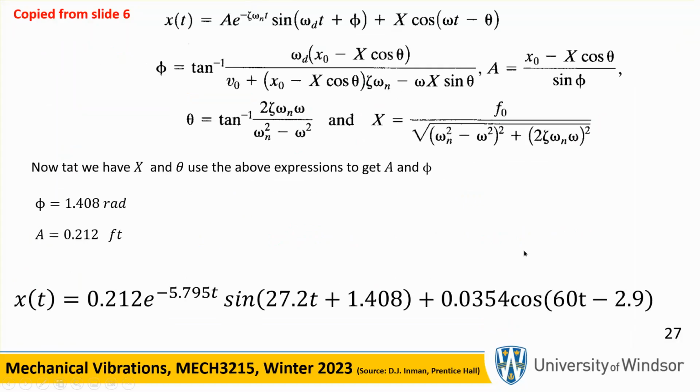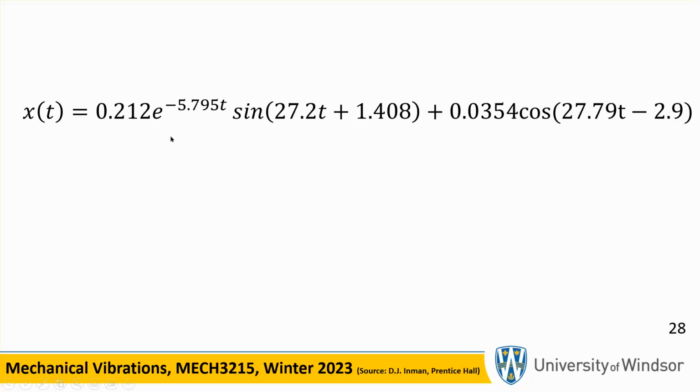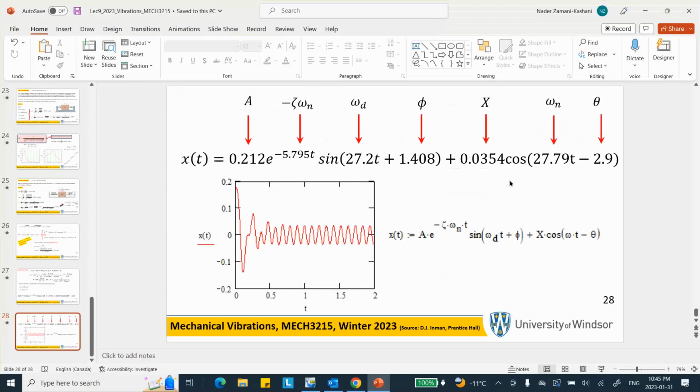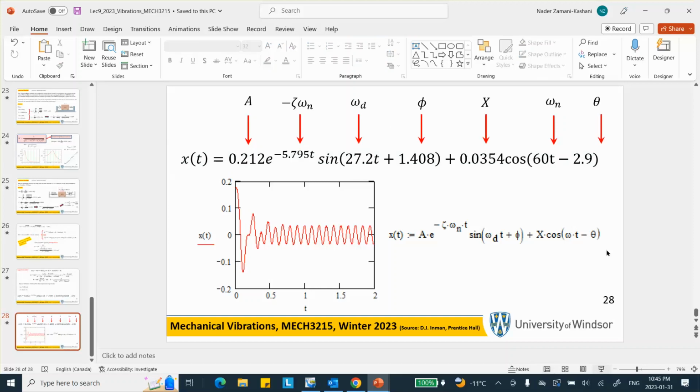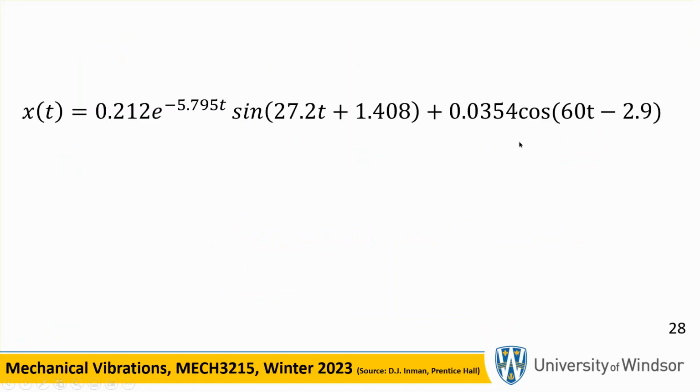Okay, we already did this. I wrote it here for your convenience. And once again, this is a mistake. This should be 60. Good. Let's go back. 60 is fixed, everything is good. This is your A. This is your xi omega n. This is your damped frequency. Here is your phi. Here is your big X.